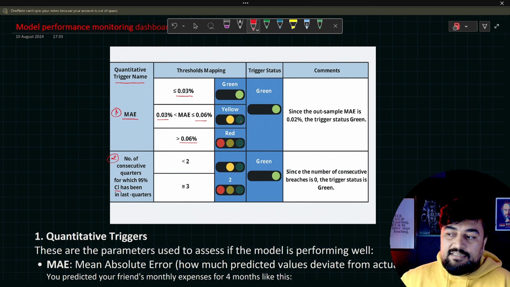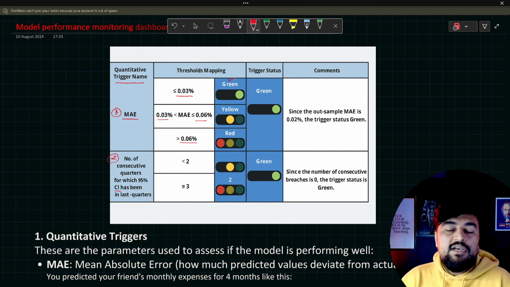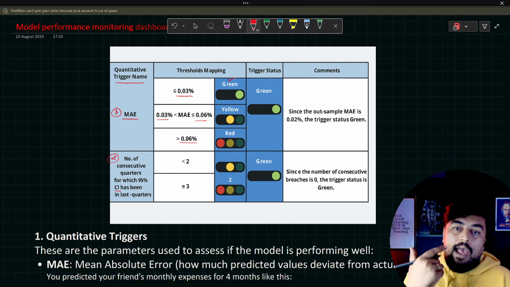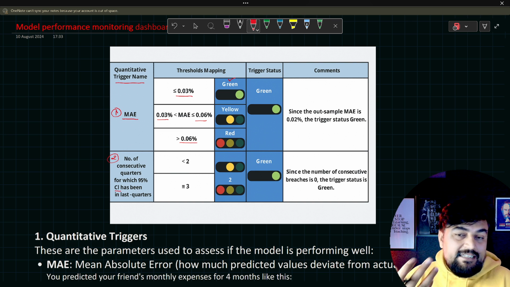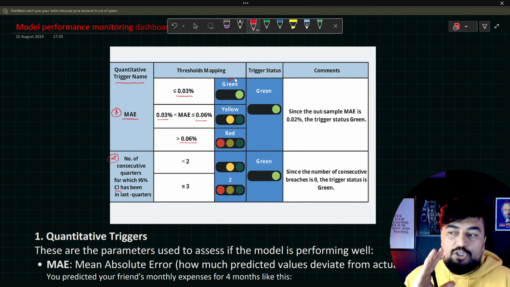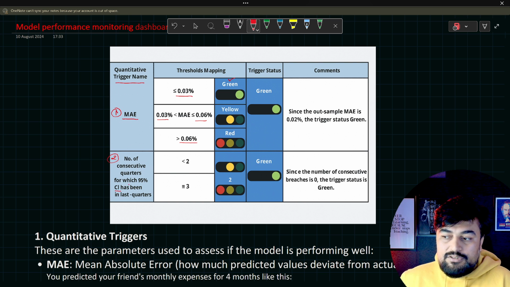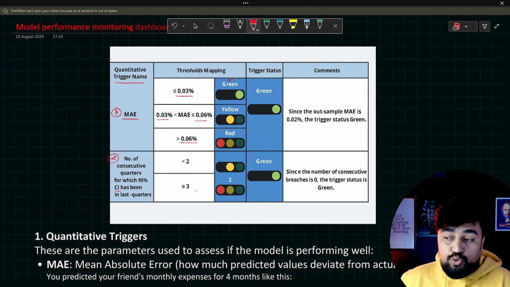Before you go further, it is very important to understand the traffic lights. Traffic lights are very important in the model development life cycle because green tells you that your model is good, amber or yellow or orange tells you that your model needs some repair or there are some parameters which are not working fine, and red says that your model needs to be retired. Now for the second one, the consecutive quarters and CI: if CI is less than 2, then your model is green. Otherwise, if it goes close to the range of 3, then that can be red or amber.